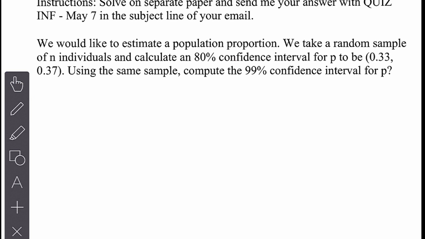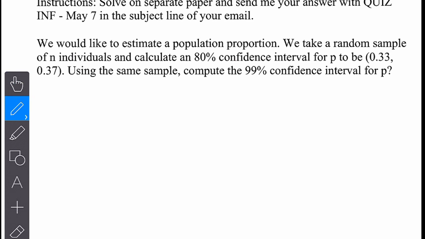So hello everyone. So let's work on this together then. We'd like to estimate a population proportion. We take a random sample of n individuals and calculate an 80% confidence interval for p. And here it is, 0.33 to 0.37. Using the same sample, compute the 99% confidence interval for p.